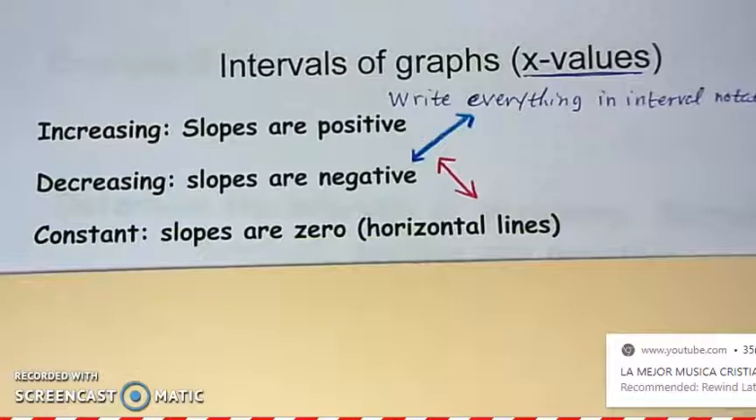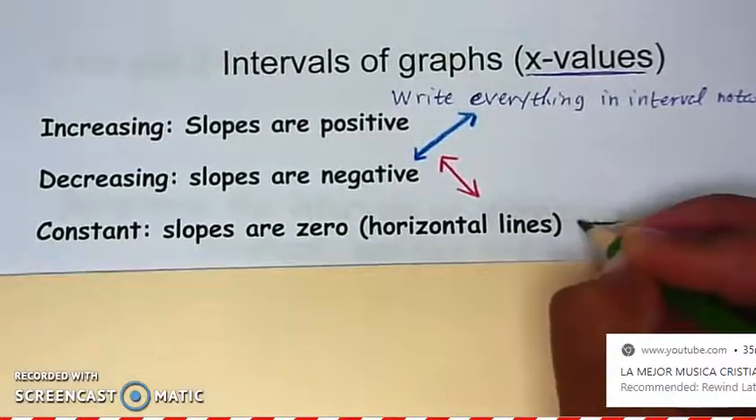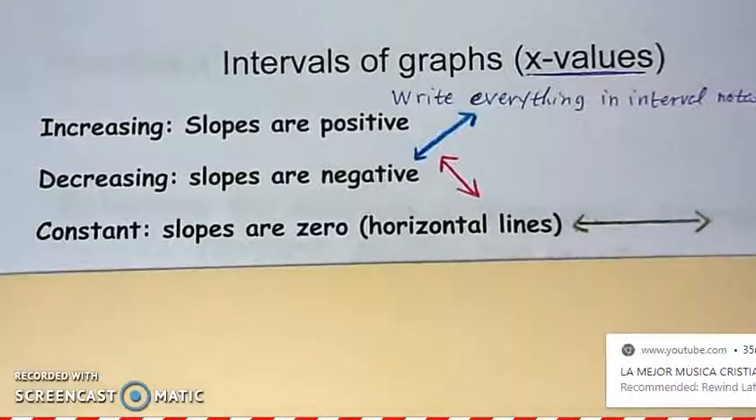If an area is constant, that means we're going to have a straight line, a flat line, a horizontal line. It does not go up, does not go down. It doesn't change. It stays the same. So it stays constant.